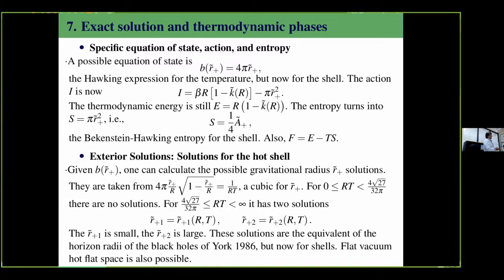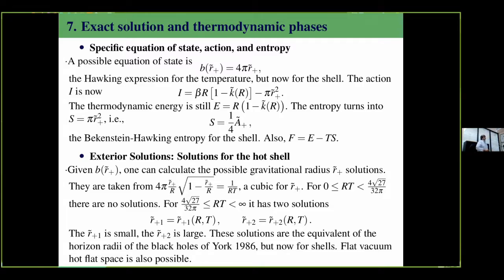So you give that the inverse temperature is 4 pi R plus tilde. So this is, we choose what we want the shell to be composed of. Well, it has a sigma, it has some pressure, and it has this temperature. Okay, and then you find that the action now is minus pi r plus tilde squared times this term that was there already. The thermodynamic energy is still the same.